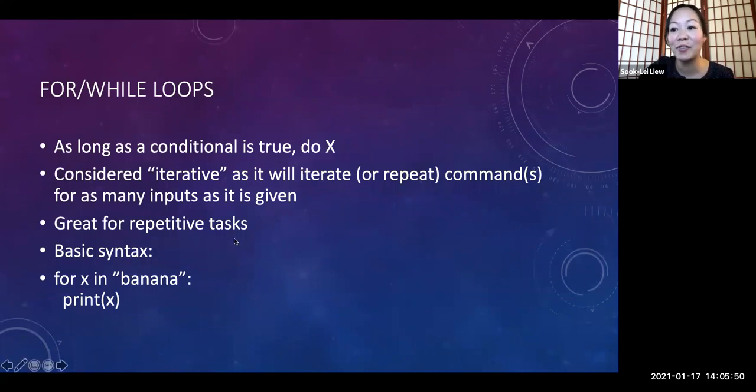So let's say for some reason you wanted to print to the screen every letter in the word banana. You could have something like for X in banana. So this is assigning this variable X with the value of each letter in banana, print X. And what that will do is print out each letter in banana one at a time.